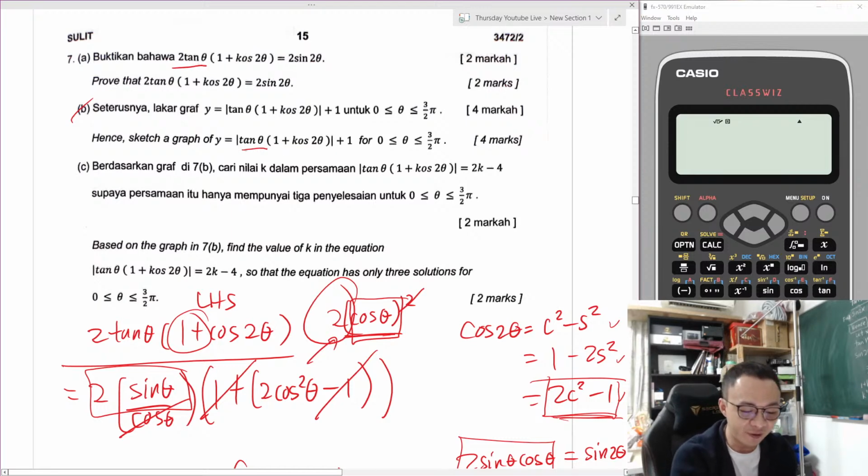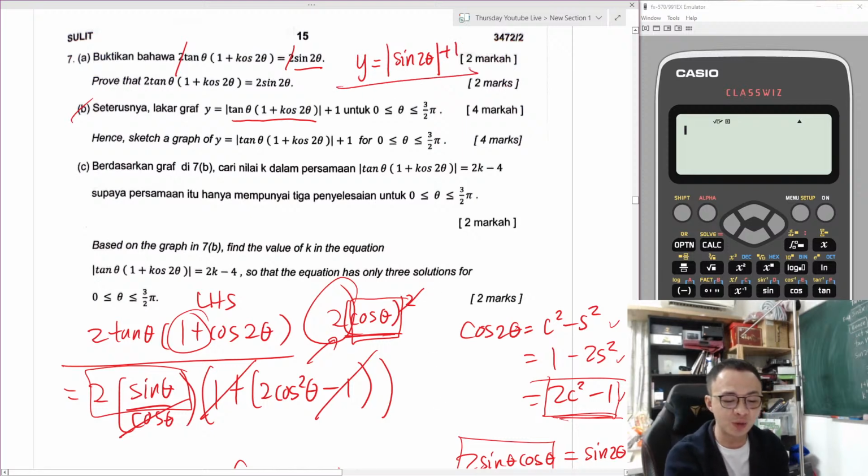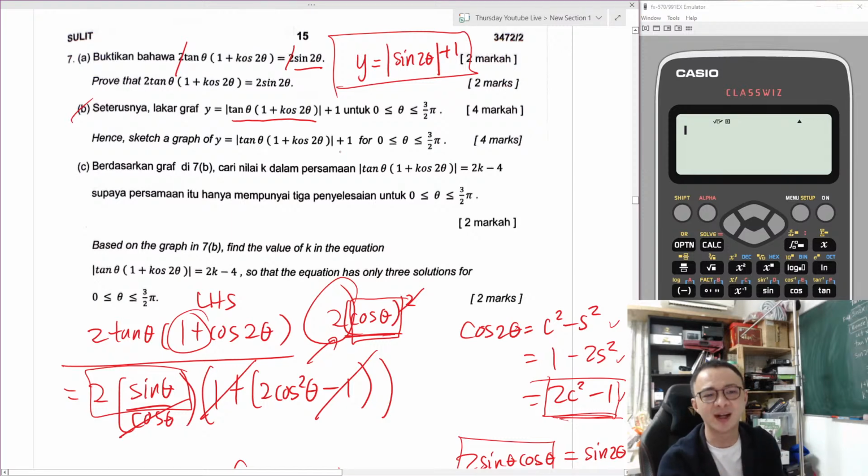So for the expression over here, what I want to do is divide by 2 on both sides. Then I can say y equals whatever is inside here, which should be sine 2 theta modulus, sine 2 theta, and then plus 1. This should be the equation, even though the marking scheme actually has the 2 in front of the sine 2 theta. But unless they typed it wrong in this question, I will just follow whatever I get here.